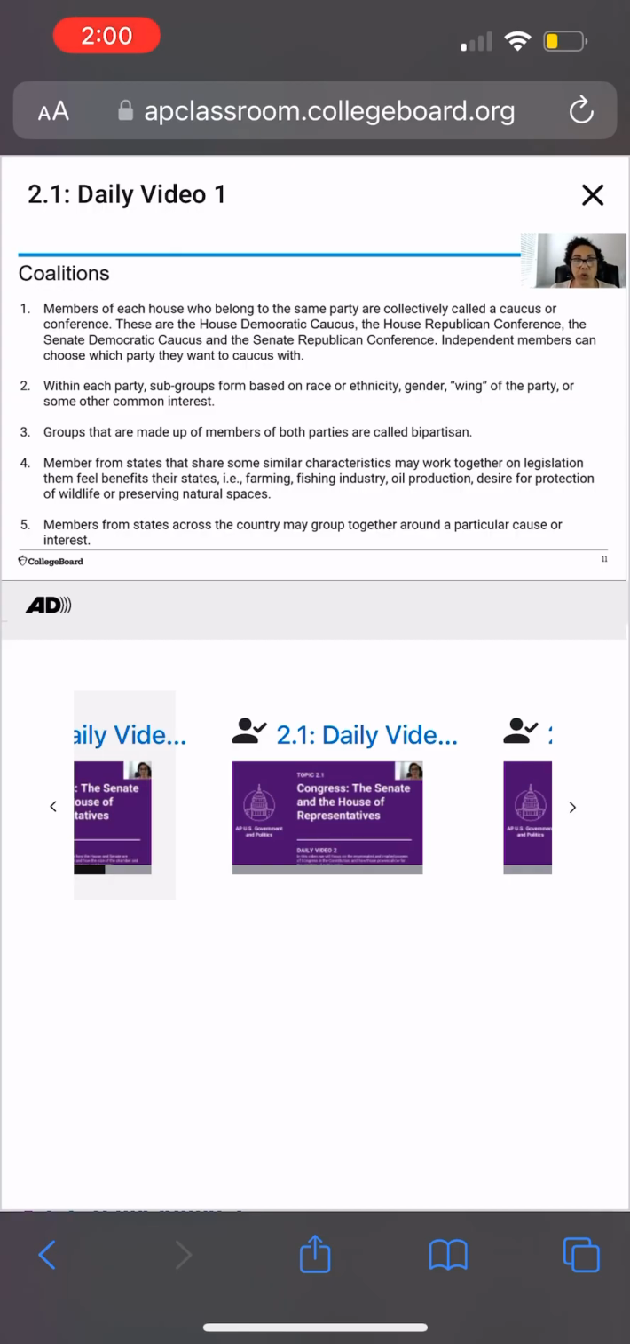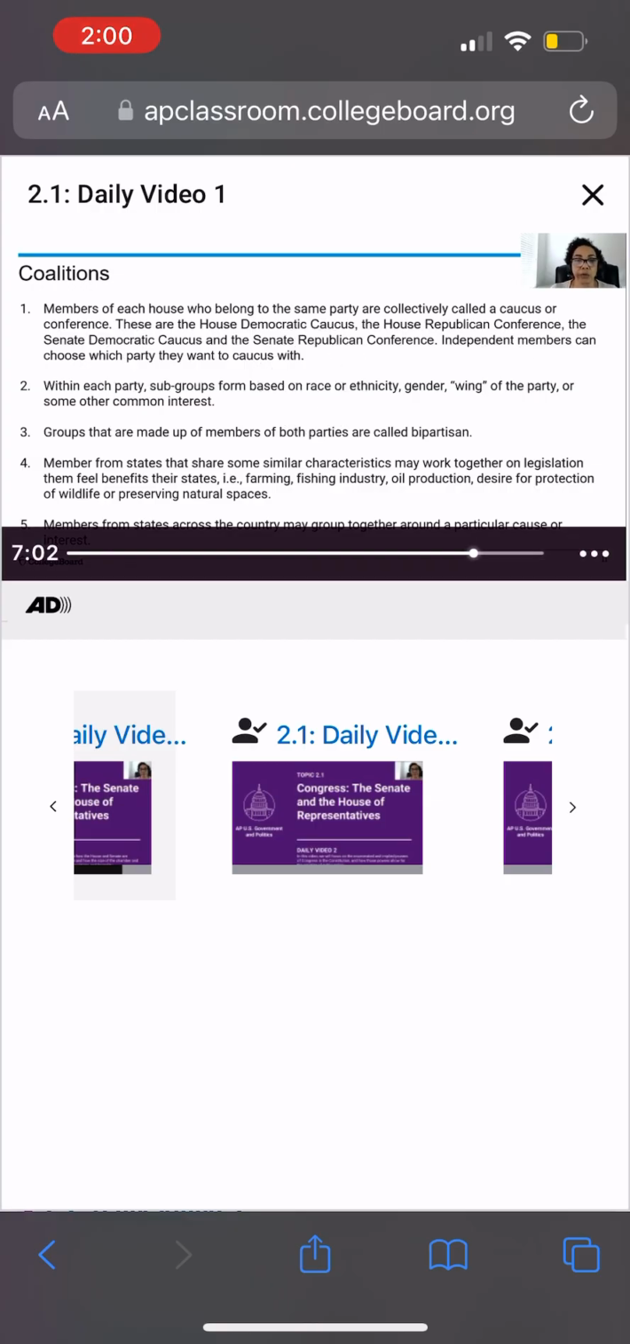We've got groupings, subgroups that happen based on race, ethnicity, gender, wing, conservative or more liberal of the party, or some other common interest. If we have members that are together from both of the parties, we would say that it is bipartisan. We have members getting together from all kinds of characteristics that may cross state lines. We could have farming states, states where there is fishing industry, oil production. Those things would have members come together in order to ensure that they get legislation that's going to be helpful for their constituents.